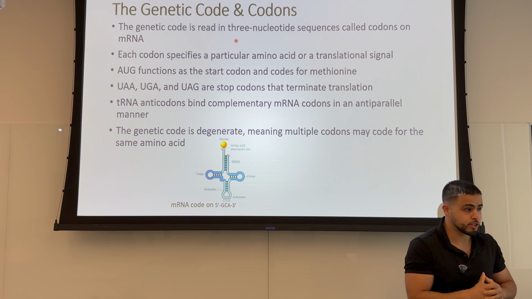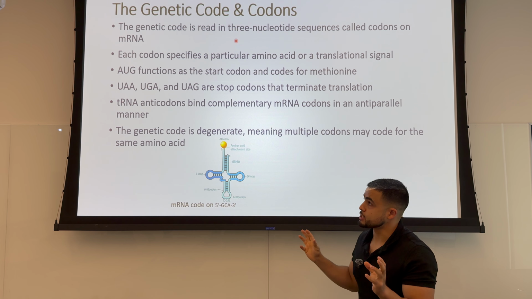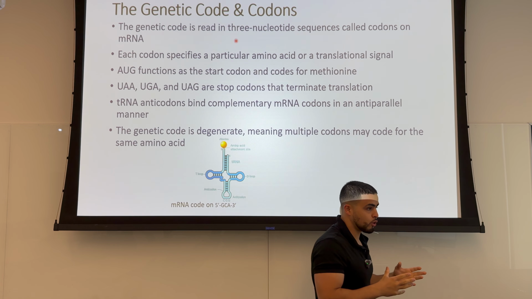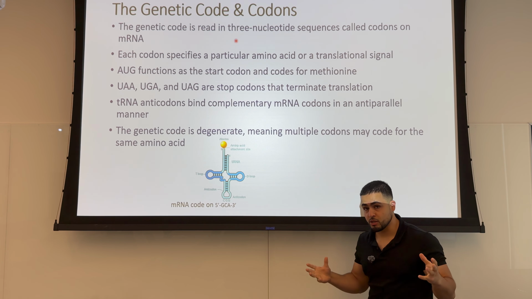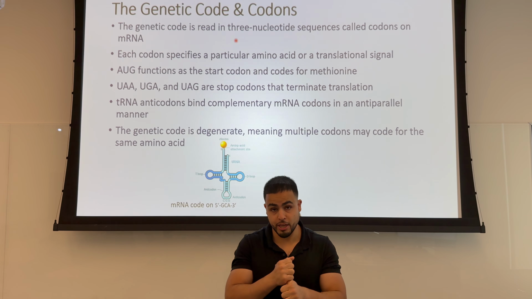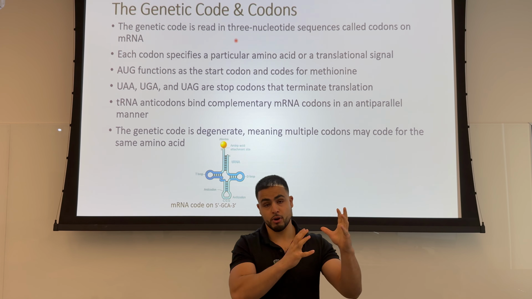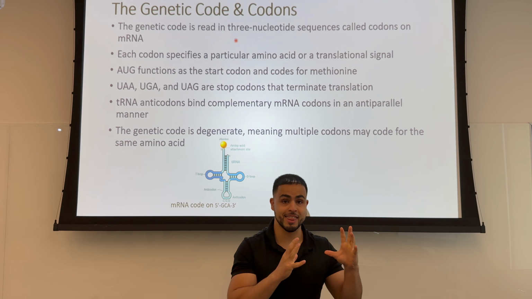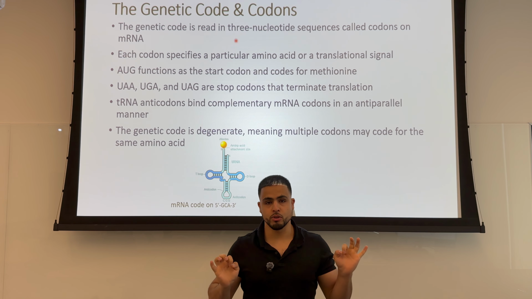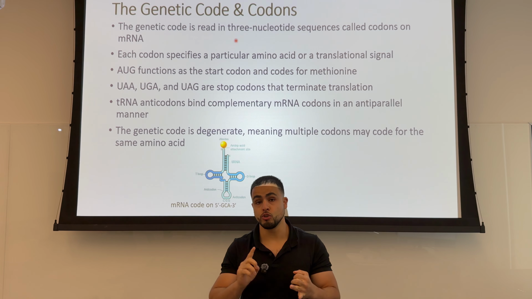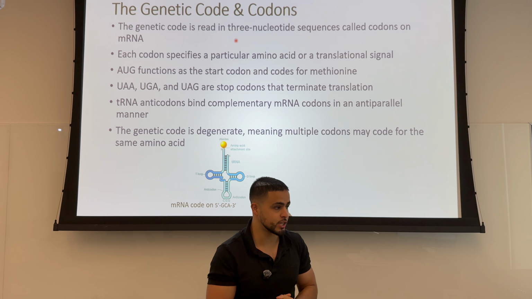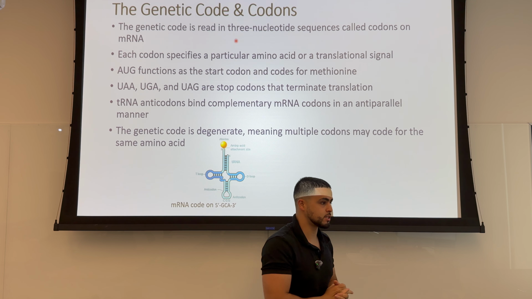As we mentioned earlier, the genetic code is read in a 3 nucleotide sequence on RNA. These three-letter nucleotide sequences are called codons. Each codon specifies a particular amino acid. There are special codons, including AUG. AUG is the start codon, which will start the process of translation with an amino acid called methionine. More on that in our amino acid slide deck. And then there are other special codons, UAA, UGA, and UAG. These are stop codons, so they will terminate translation when you're done with the synthesis of the protein.